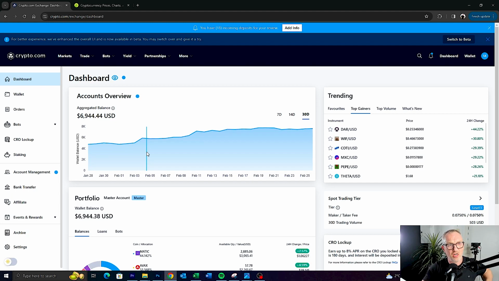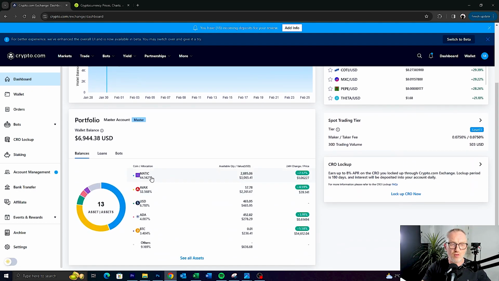So let me take you over to Crypto.com, the exchange account. This is my exchange account. Currently got a balance of 6944. Most of that is tied up in Matic and AVAX, 44% in Matic, 32% in AVAX. Now, I've had these investments in both of these tokens for a few years now.